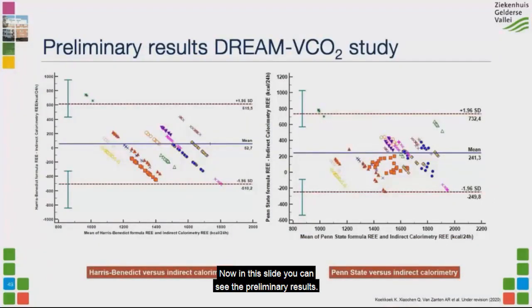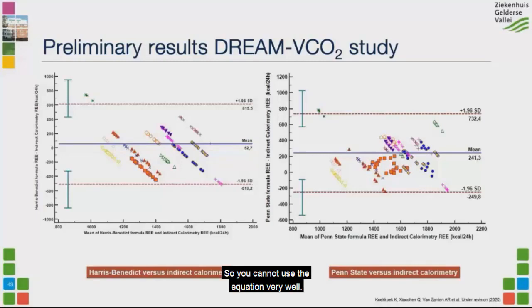Now in this slide you can see the preliminary results. In the left panel is the Harris-Benedict versus indirect calorimetry, and we also confirm that indirect calorimetry is much better. This is a so-called Bland-Altman graph, and you can see here that over the ranges of energy expenditure in calories per 24 hours of the patients on the x-axis, there are huge variations in the prediction of the Harris-Benedict formulation on the y-axis.